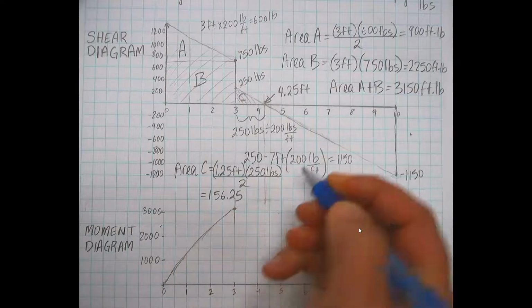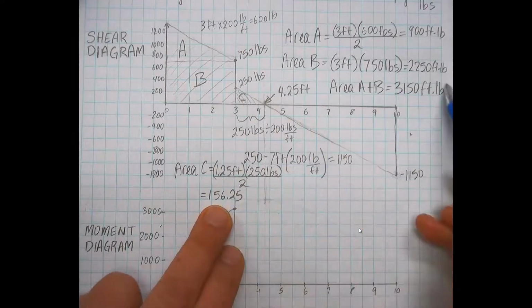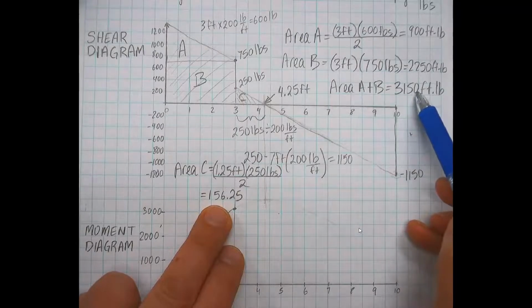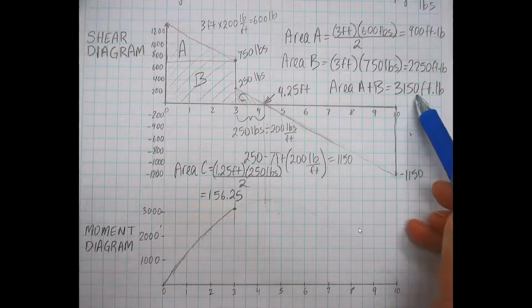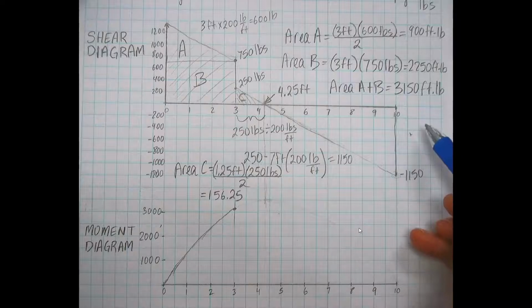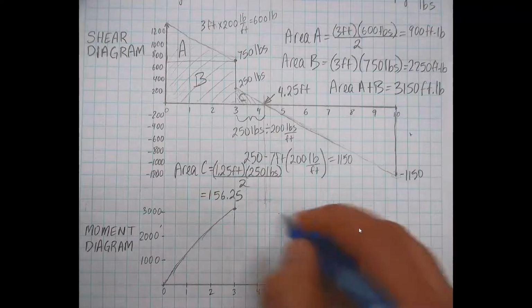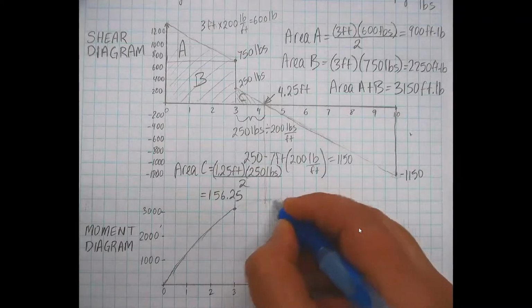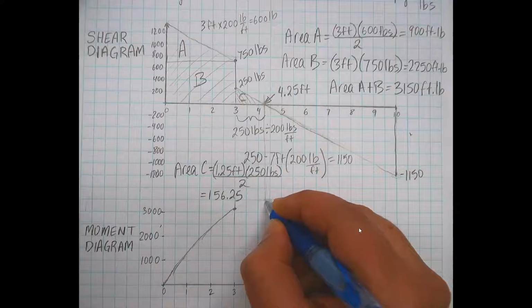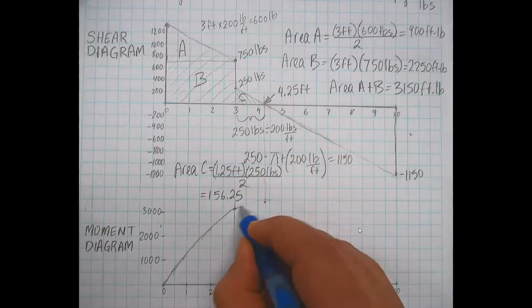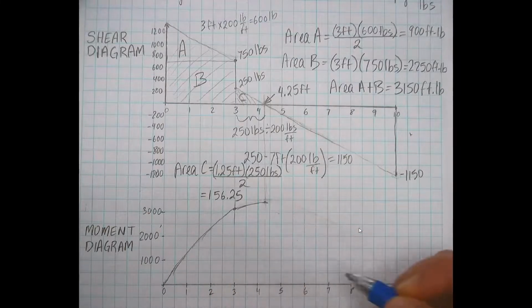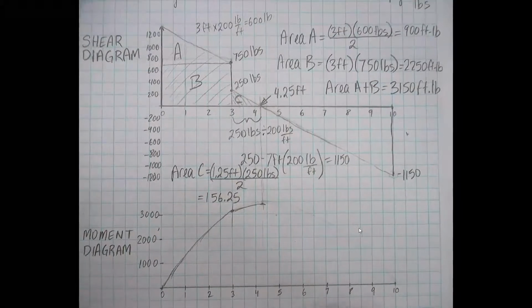And so that will be 1.25 times 250 divided by 2 is 156.25. And so we are now going to add the area of A and B to the area of C, and that will give us our actual maximum moment. So 156.25 plus 3150 equals 3306. So based on how we have stuff laid out here, that'll be like right out there, and that is our maximum moment. And then the rest of it, it'll curve down.